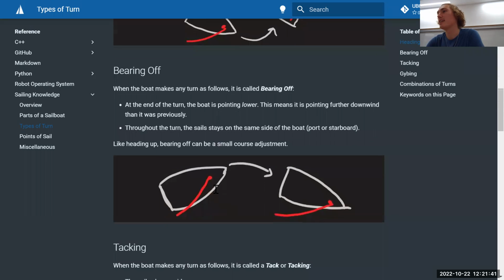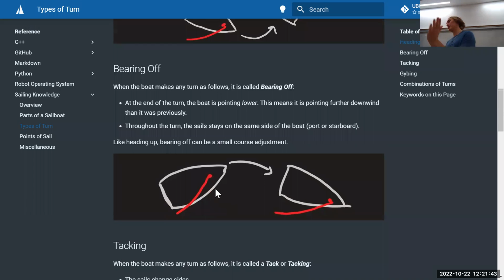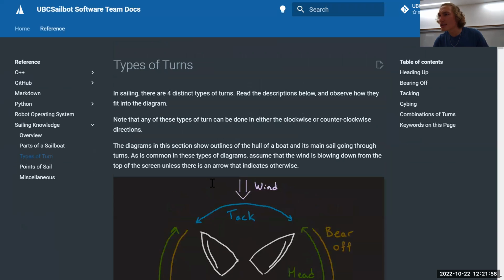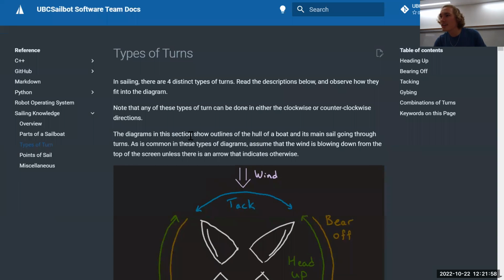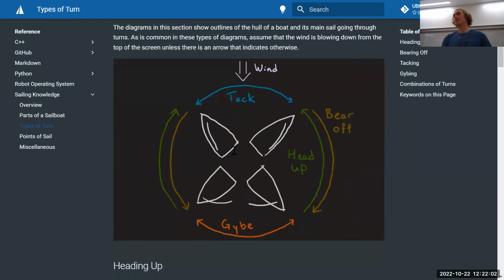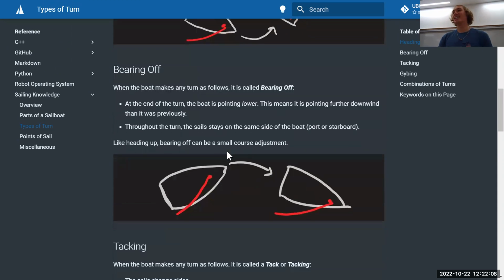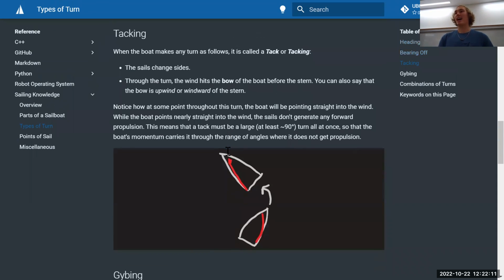Then the opposite of heading up is bearing off. So you just turn further away from the wind, and the sail again stays on the same side of the boat. By same side, I mean either port or starboard side of the boat. The sail's the red thing, yeah. I think I explained that, but in here, it's a hull as seen from above with the sail in red. But yes, I did not say that with my voice, so thank you. And yeah, then bearing off, and then tacking.